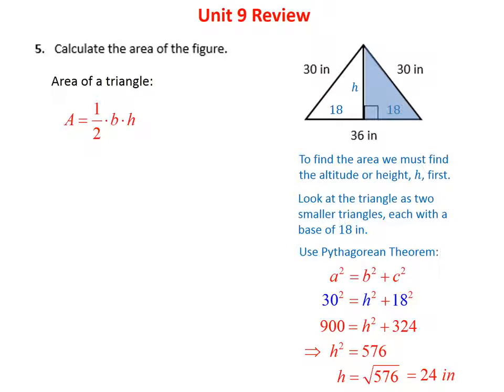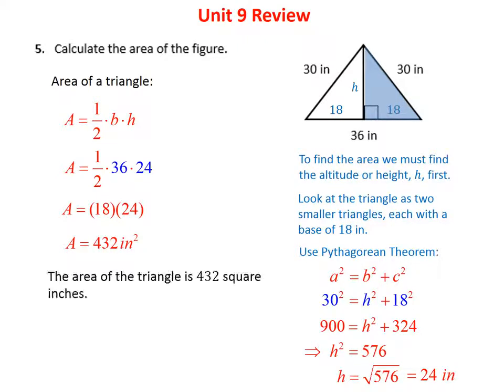Now we can work our formula. So now we plug in for the base, 36 inches, the base of the whole triangle, and the height is 24, and we have 18 times 24, or 432 square inches is our answer.